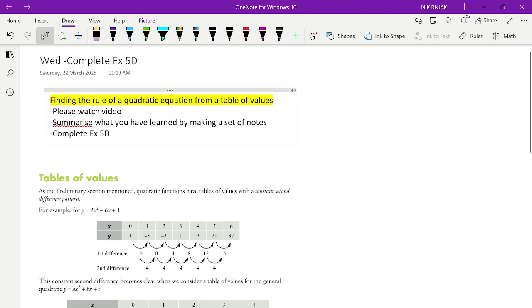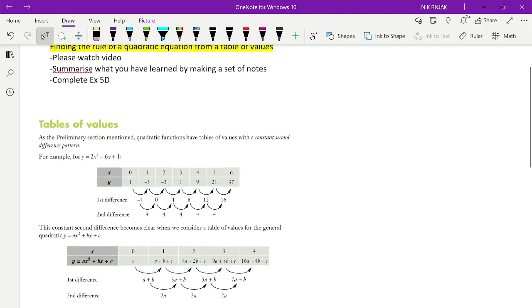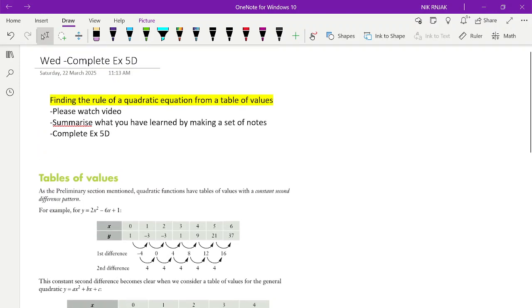while I'm away. So our learning goal is finding the rule of a quadratic equation from a table of values. If you're given a table of values, you should be able to recognize whether the relationship is quadratic or something else. And then if it is quadratic, find the rule that governs that relationship. So this is straight from your textbook here.